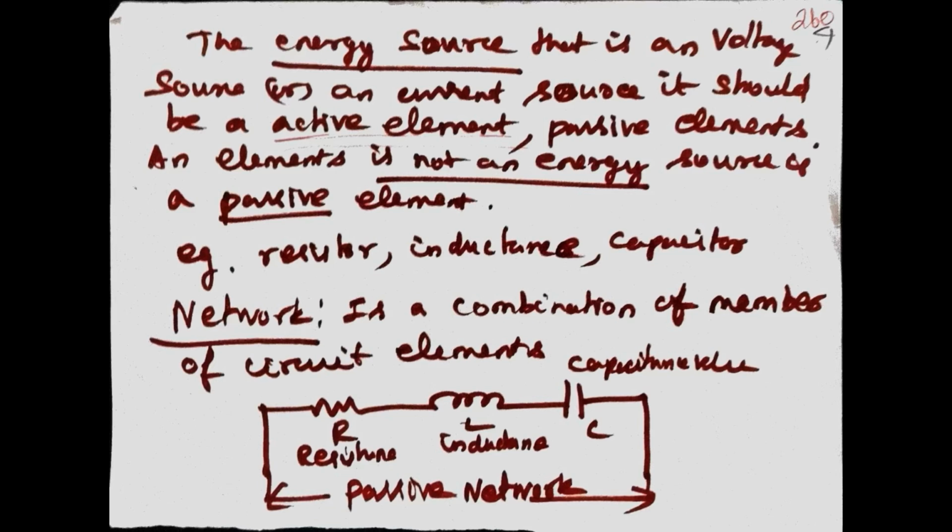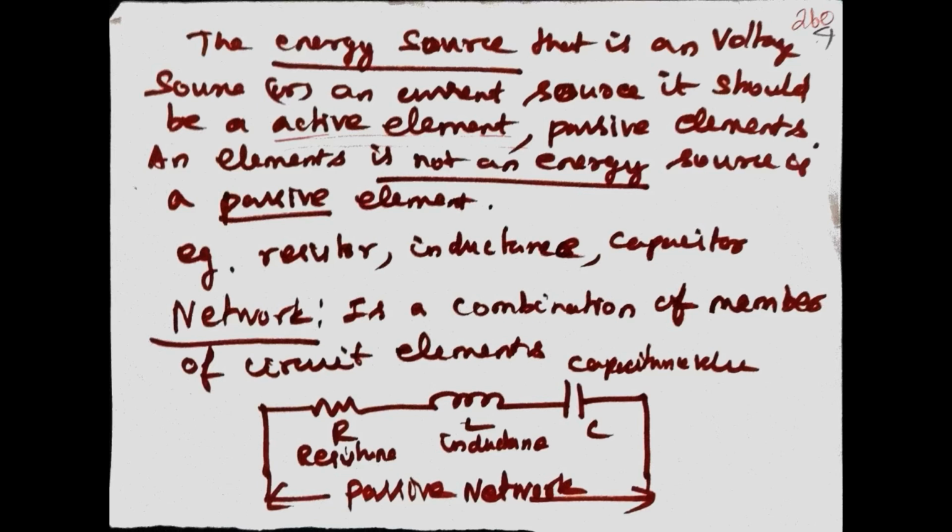An energy source, that is a voltage source or a current source, is an active element. Passive elements are not energy sources. Resistor, inductor and capacitor are passive elements. A network that is a combination of a number of circuit elements, that is resistance, inductance and capacitance, is called a passive network. It is not an energy source. Kindly note.